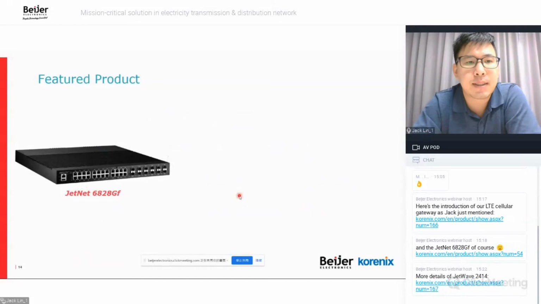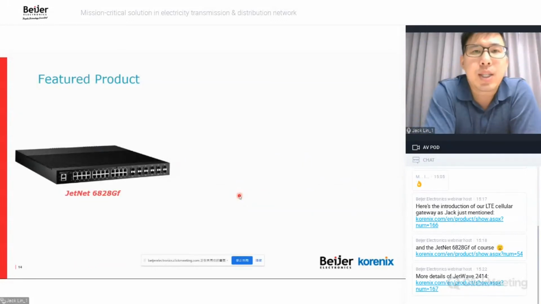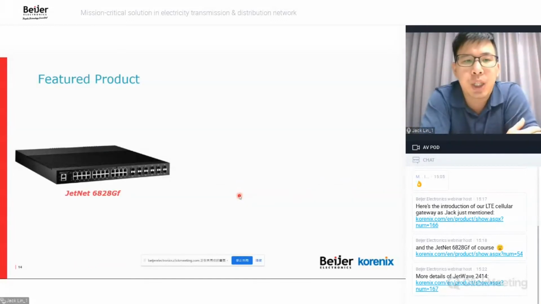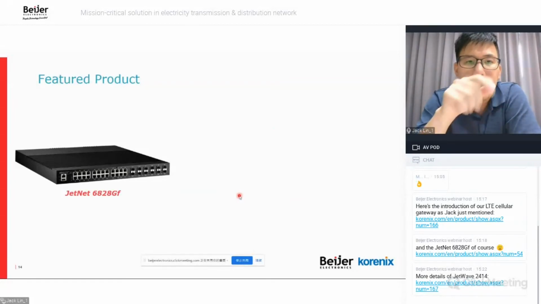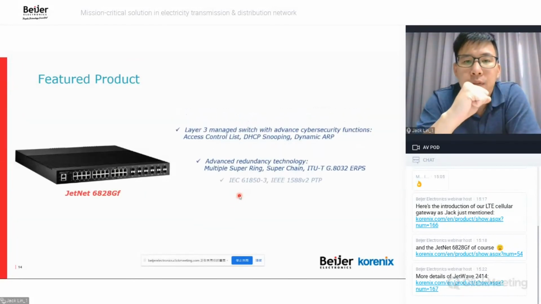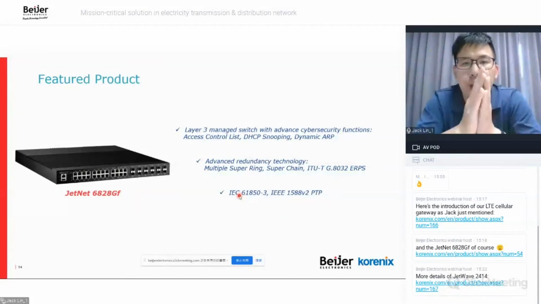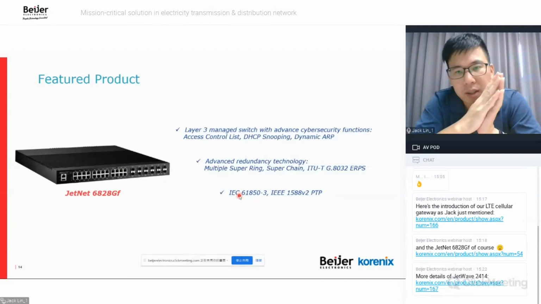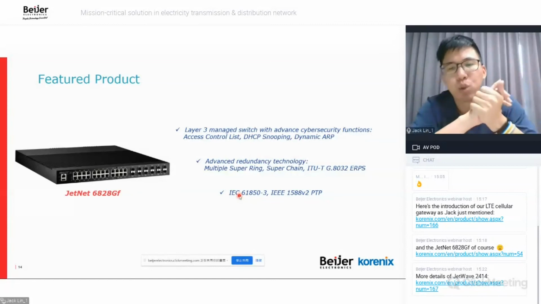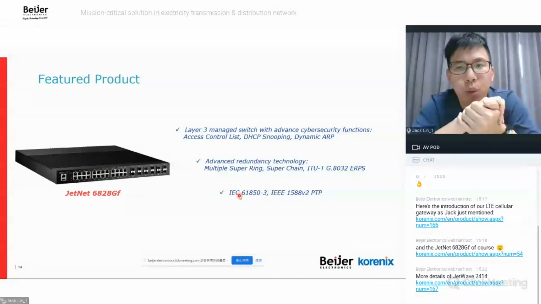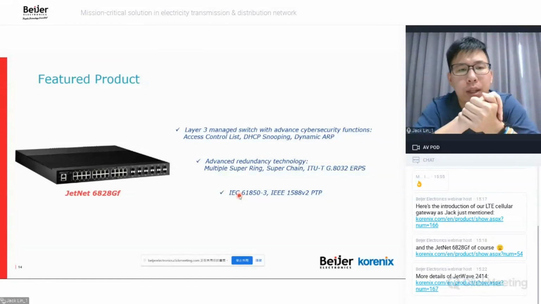Finally, the last featured product is our JetNet 6828GF, which is used in the second case, the substation case sharing. The first highlight is that this is a layer 3 managed switch with advanced cybersecurity functions like access control list, DHCP snooping, and dynamic ARP detection.